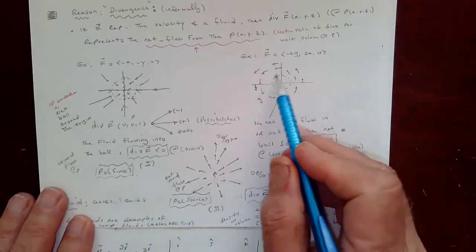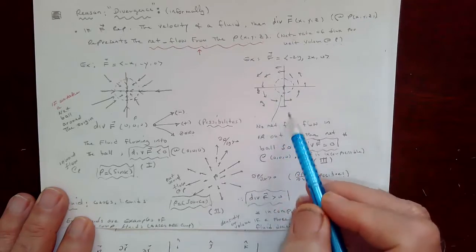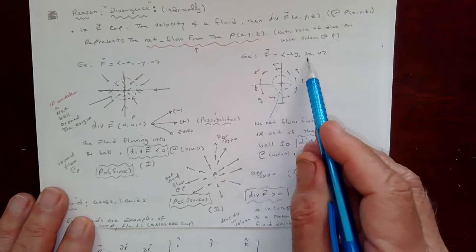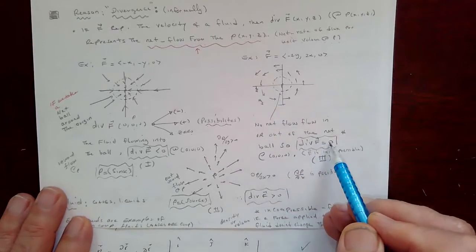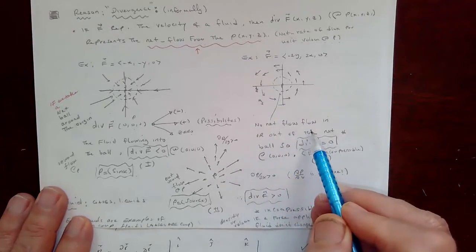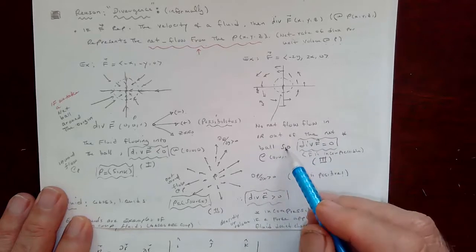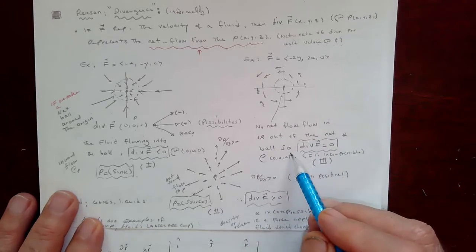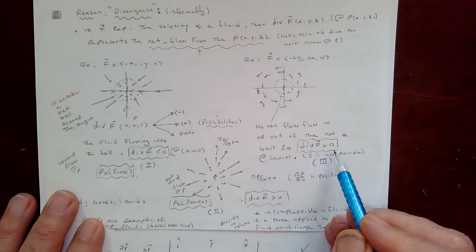Sometimes you have neither sink nor source. You have rotation. Let's say this is the vector field which represents that rotation: negative 2y, 2x, 0. In this case, the divergence is 0. In other words, there is no net flow in or out of the ball, so at 0, 0, 0, the divergence is 0.